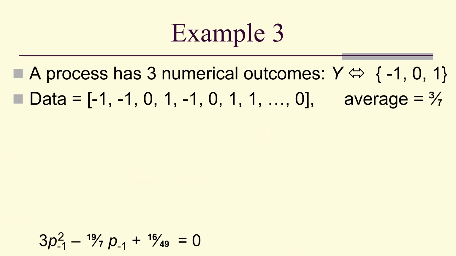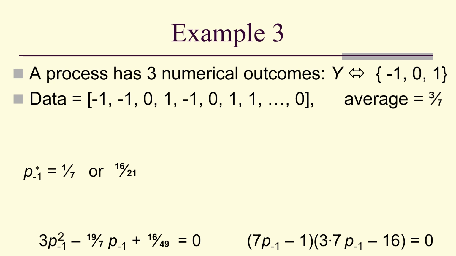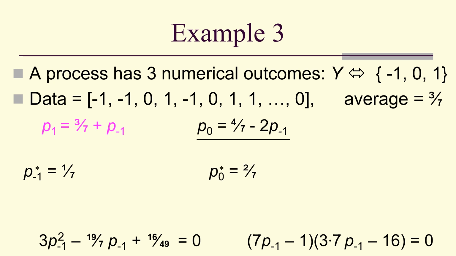Now we can take this thing and multiply both sides by 49. Then we can factor and set each one of the factors equal to 0. And P -1 star is either 1/7 or 16 over 21. Well, which one? Well, 3/7 plus p-1 has to be p1. But if I add 3/7 to 16 over 21, I get a number bigger than 1, so it can't be that one. So it has to be the 1/7, and therefore p0 star has to be 2/7, and p1 has to be 4/7. That satisfies our constraints.